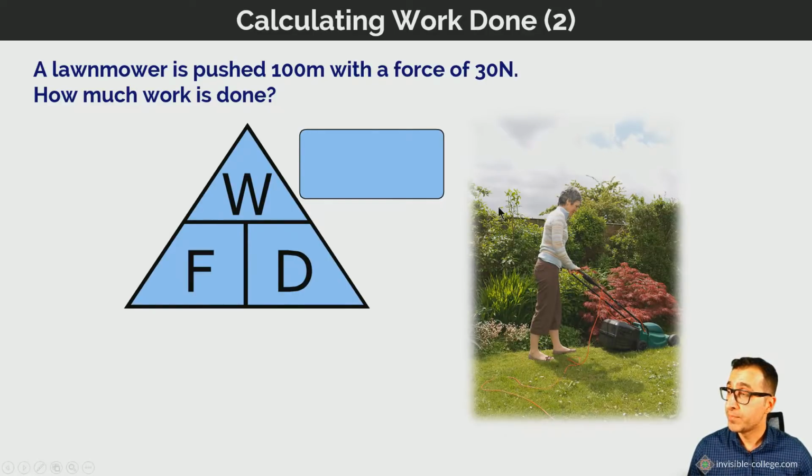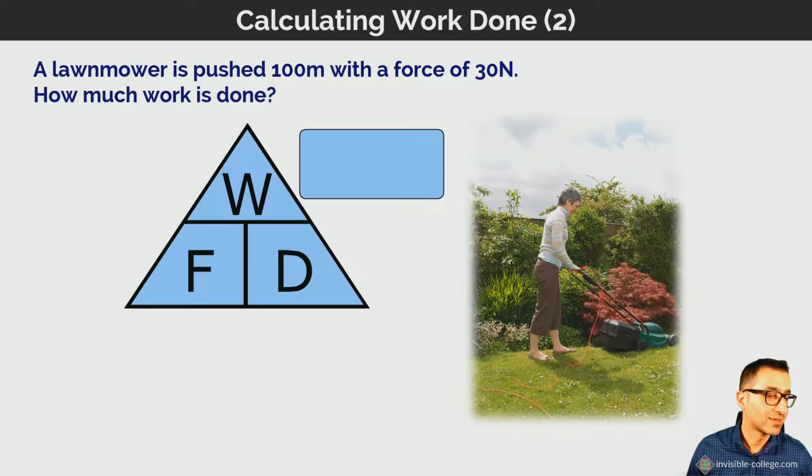So a lawnmower is pushed 100 meters with a force of 30 newtons. So how much work is done by the person who is pushing with that force? So I'm going to pause here and let you guys respond in the chat. And if you're watching this on my website as a recording, the video will pause and you'll be able to answer this question in the interactive pop-up. If you're watching elsewhere, such as on YouTube, again, just pause the video and see if you can work this out for yourself, and then unpause the video to see the solution.